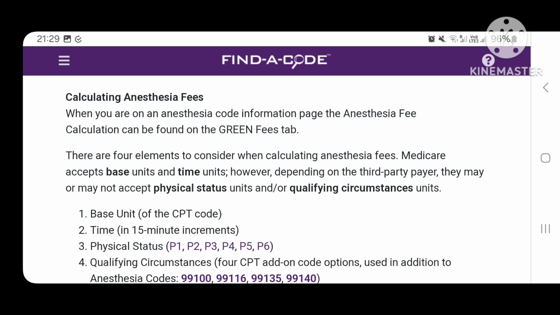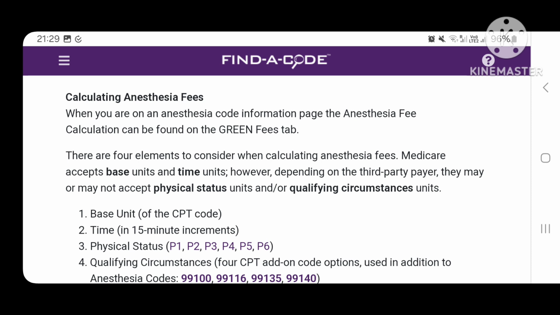In our CPC exam, sometimes we get a question like, calculate the anesthesia charges for the particular patient. They will give a question, but there will be so many details given in addition to the question. So what all things should be there whenever we are calculating these anesthesia charges? Now in this Find-A-Code website, you can find all the details regarding calculation of anesthesia charges. With the help of that, I'm going to explain it in detail.